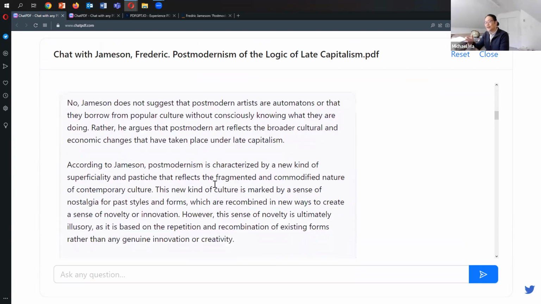And it's a great answer. It says, no, Jameson does not suggest that postmodern artists are automatons or that they borrow from popular culture without consciously knowing what they're doing. Rather, he argues that postmodern art reflects the broader cultural and economic changes. So I'll stop there, and I'll unshare.